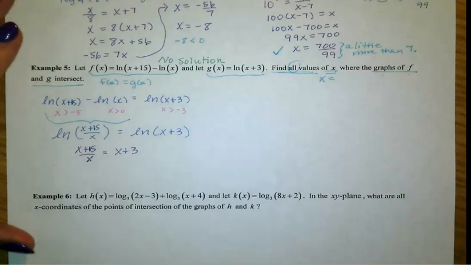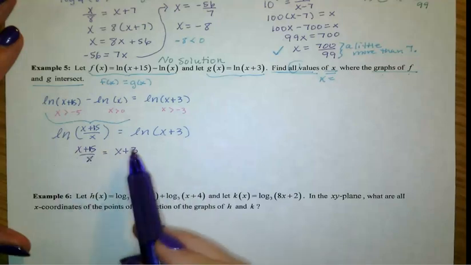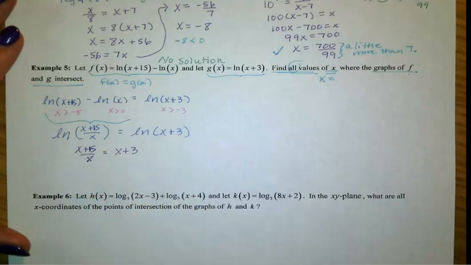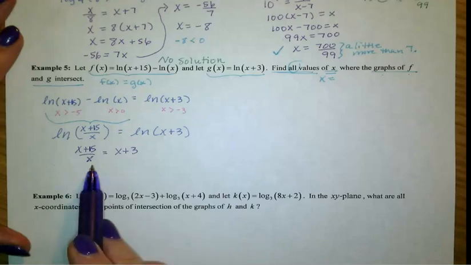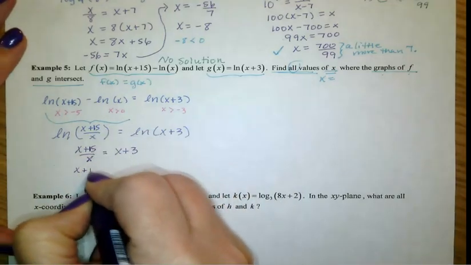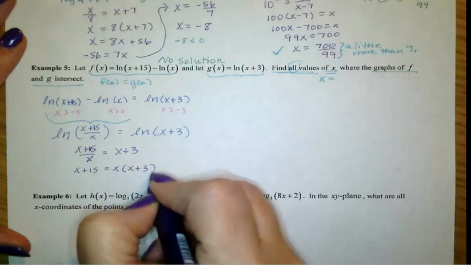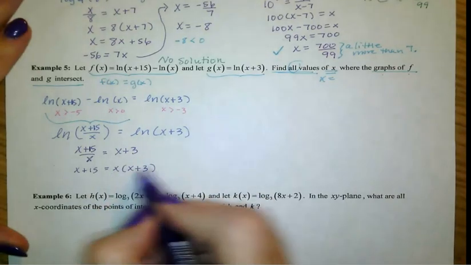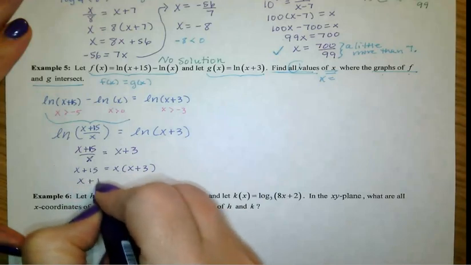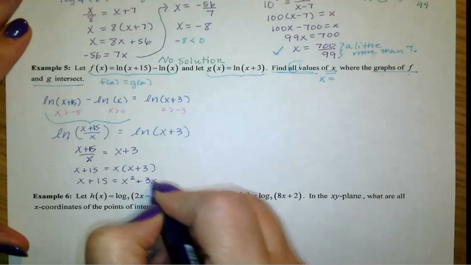All right, so now to get all my x's together, I've got an x here, I've got an x down here, I've got an x over here. I have to first get that x out of the bottom, so I'm going to multiply both sides by x. So I'm going to have x plus 15 equals x times x plus 3. And then you can see that I'm going to need to distribute here. So I get x plus 15 equals x squared plus 3x.